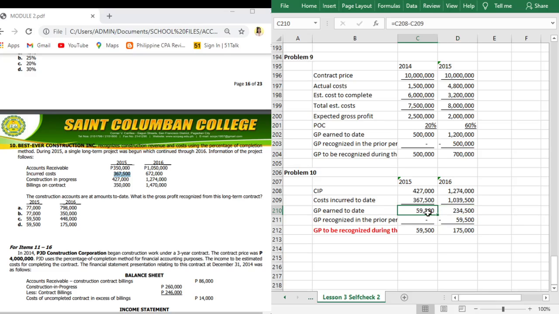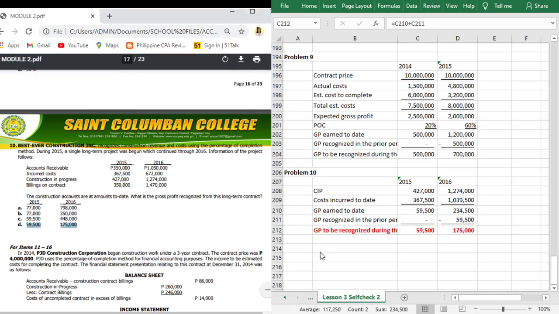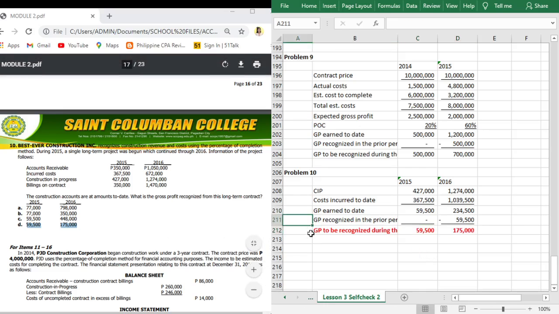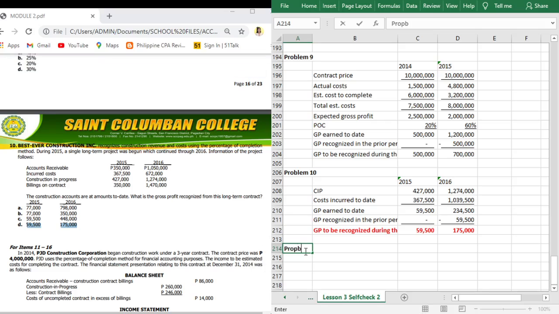We have 59,500 and 234,500. And then you minus the 59,500 from 2016 to get the gross profit to be recognized during the year. Okay, so for the answer, we have 2015, 59,500 and 2016, 175,000. That is letter D. Okay, and then problem 11.